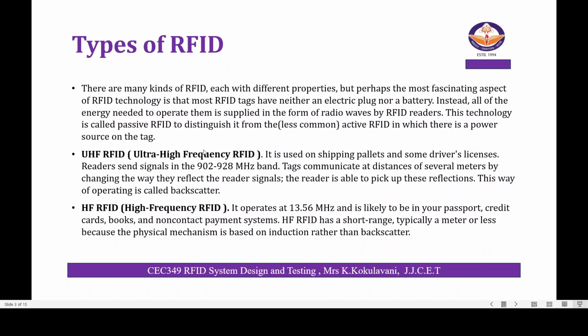We have various types of RFID system, that is ultra high frequency RFID and high frequency RFID. The ultra high frequency RFID operates in the signal range of the 902 to 928 MHz band. Tags communicate at a distance of several meters by changing the way they reflect the reader signals. The reader is able to pick up these reflections. This operation is called the backscatter method because the reflections are picked up from the RFID tag.